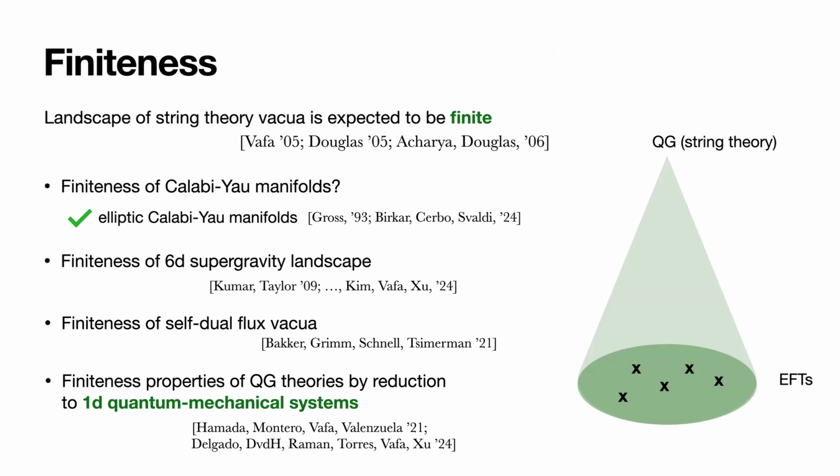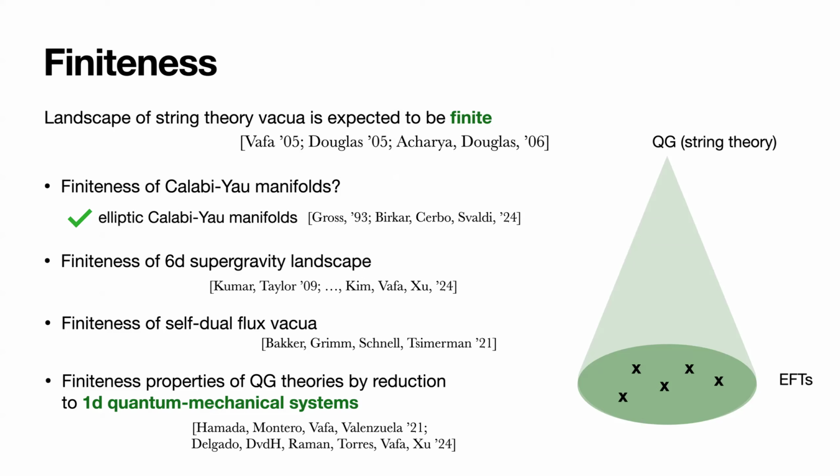So finiteness of Calabi-Yau manifolds is an old topic. It has been proven for elliptic Calabi-Yau manifolds, now in arbitrary dimension, even recently. It has been turned into a physical argument, or there has been developed this physical argument for finiteness in 6D supergravity.